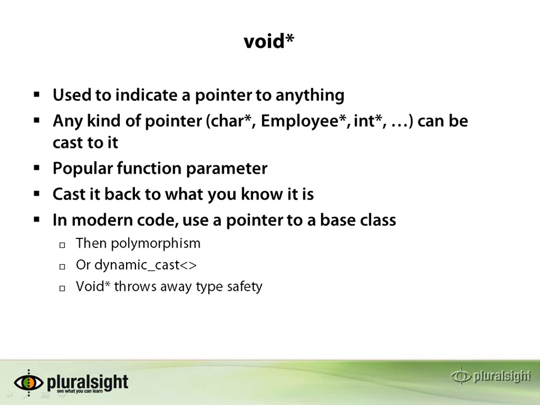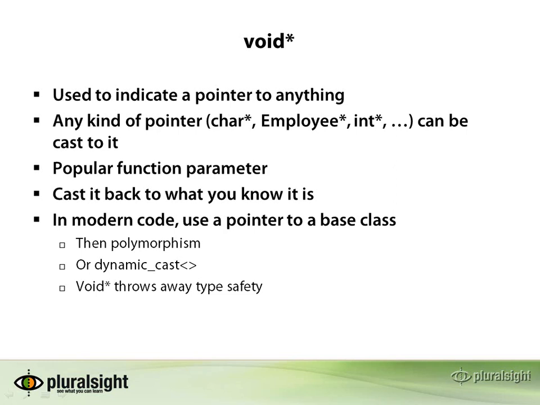If this function takes any kind of bank account, then have it take a BankAccount pointer, a base class. And then you can use polymorphism to invoke the right subclass method depending on what subclass the pointer actually points to. Or you could use the static and dynamic cast that we've covered elsewhere to get it into being a SavingsAccount pointer so that you can call some method.